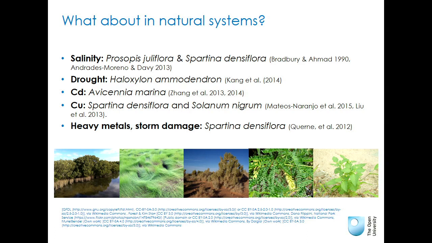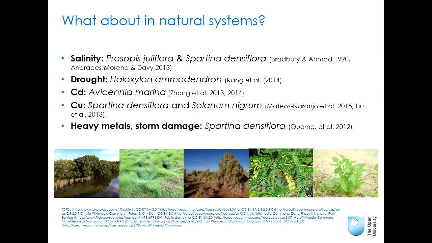And what about in natural systems? So this is what's happening in agriculture. What about in natural systems? There's a handful of studies using non-agricultural species. These are aquatic experiments where people have exposed smaller plants to stresses and then added silicon and shown that silicon alleviates some of the stresses. So we see this in salinity and drought, cadmium, copper, and some heavy metals.